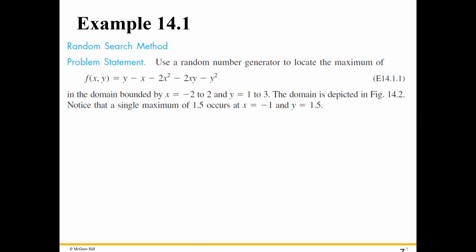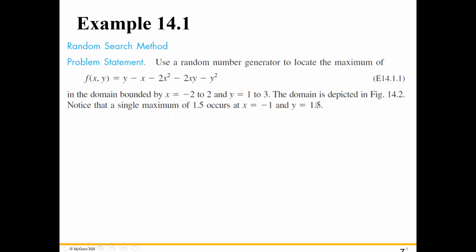So as an example, let's see this function: y minus x minus 2x square minus 2xy minus y square. We want to find the maximum of this function in the domain bounded by minus 2 to 2. So the values of x will range from minus 2 to 2, and the value of y will range from 1 to 3. So what will be the maximum value of this function?